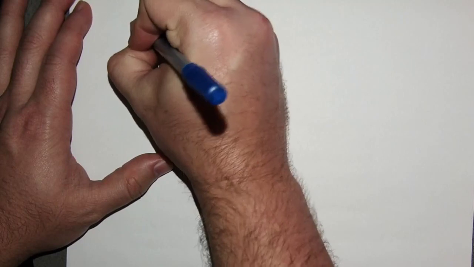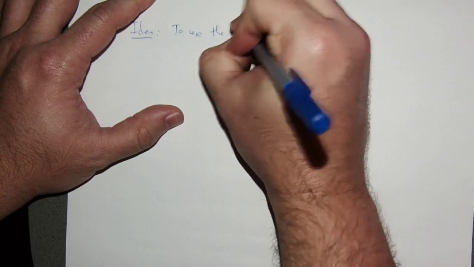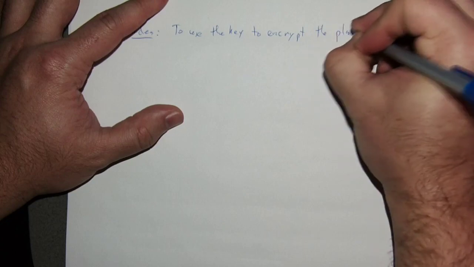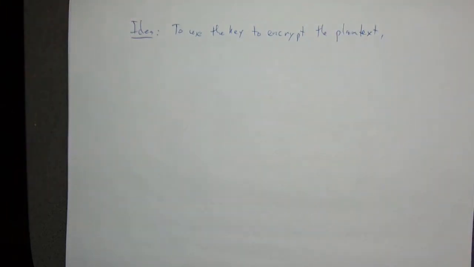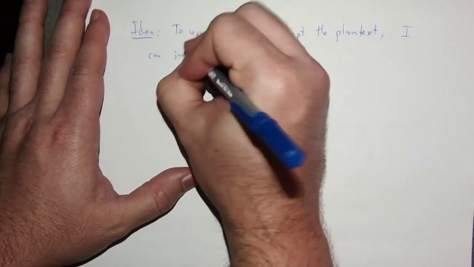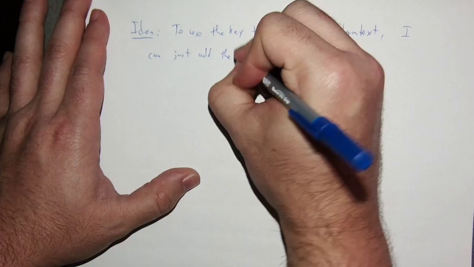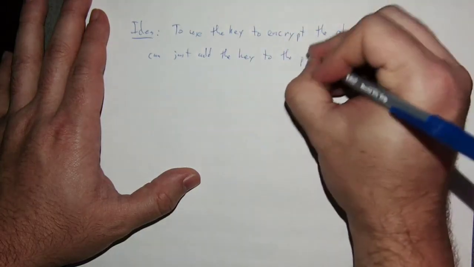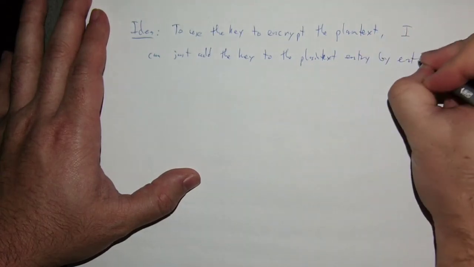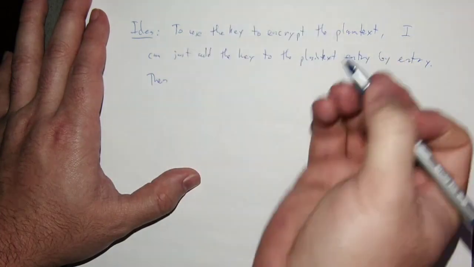So what does that mean? So the idea: to use the key to encrypt the plain text, well, I can just add the key to the plain text entry by entry. Then to decrypt, I just add it again.